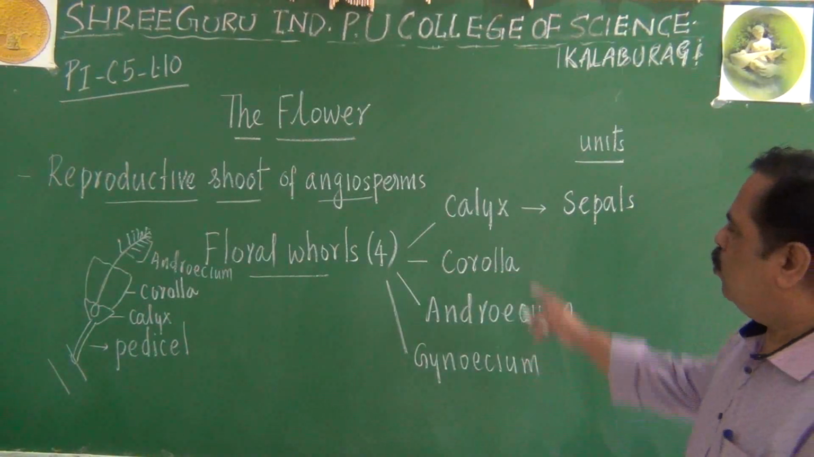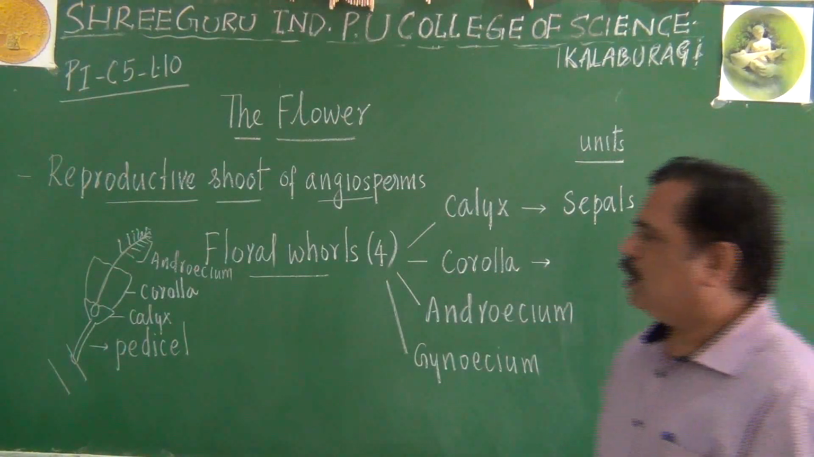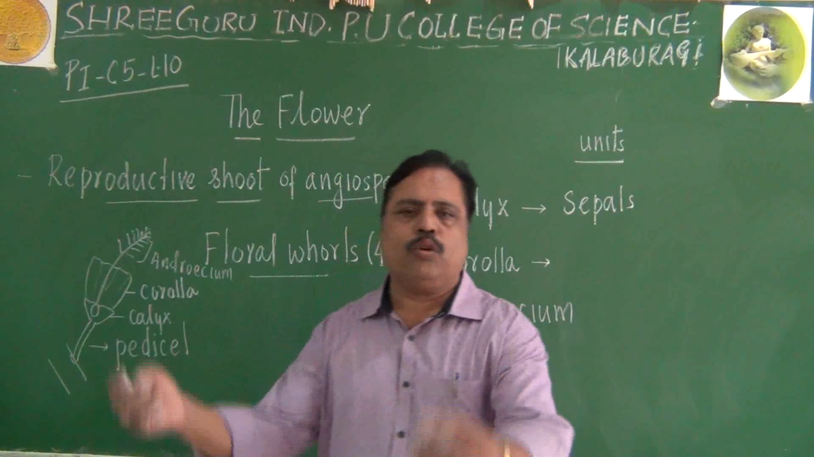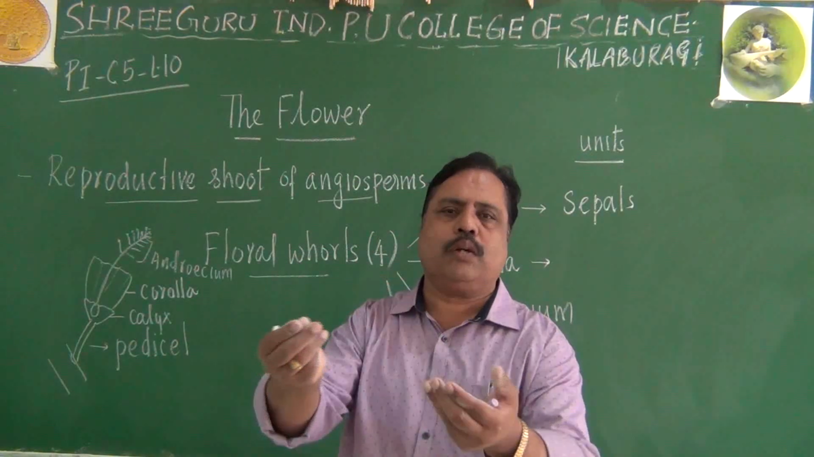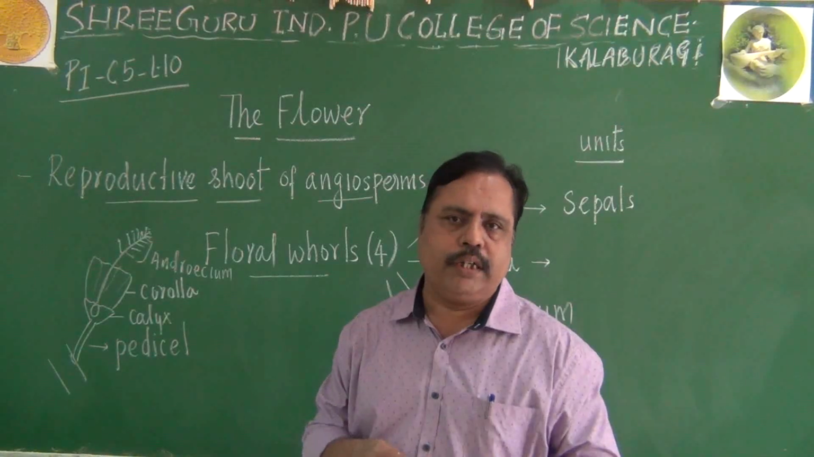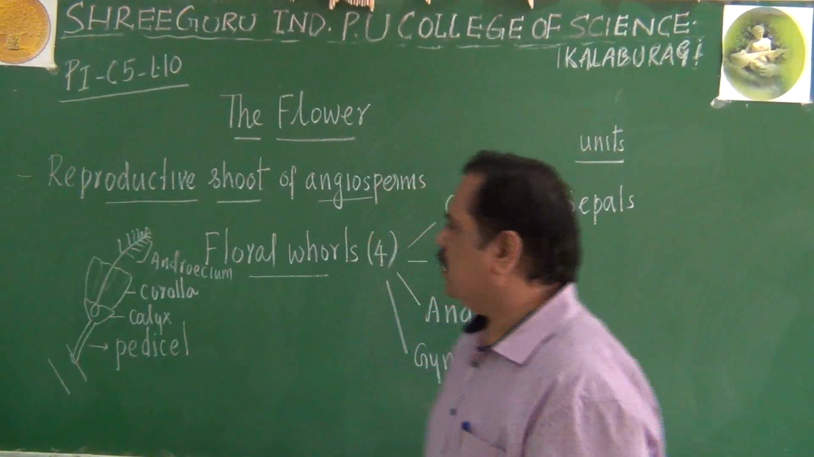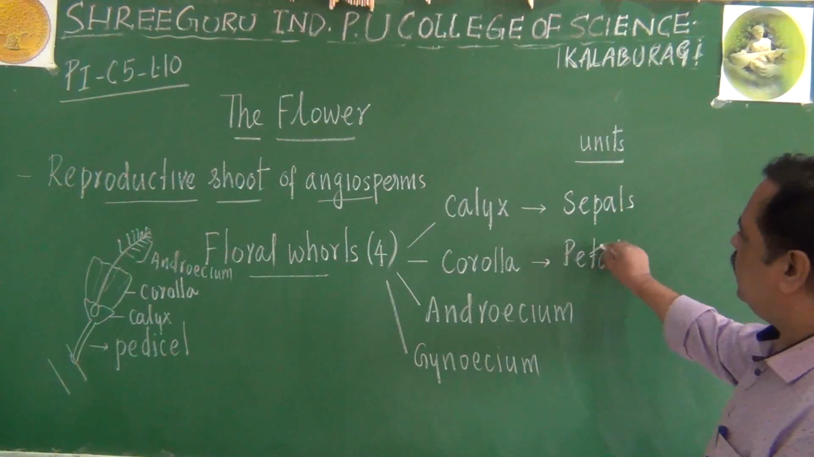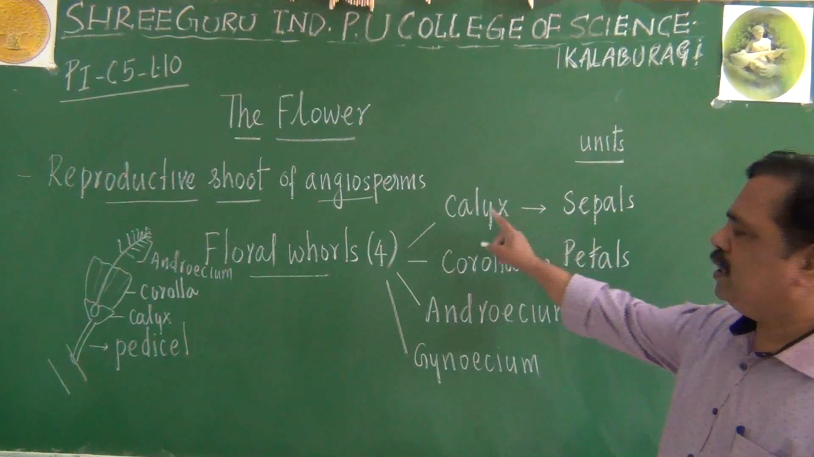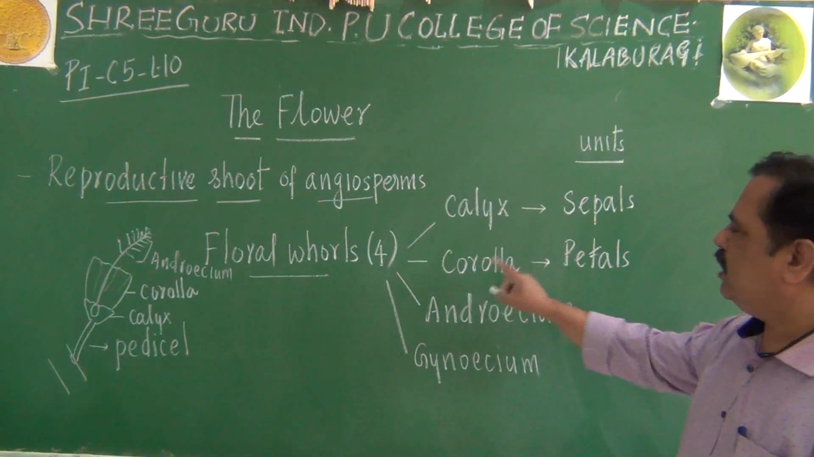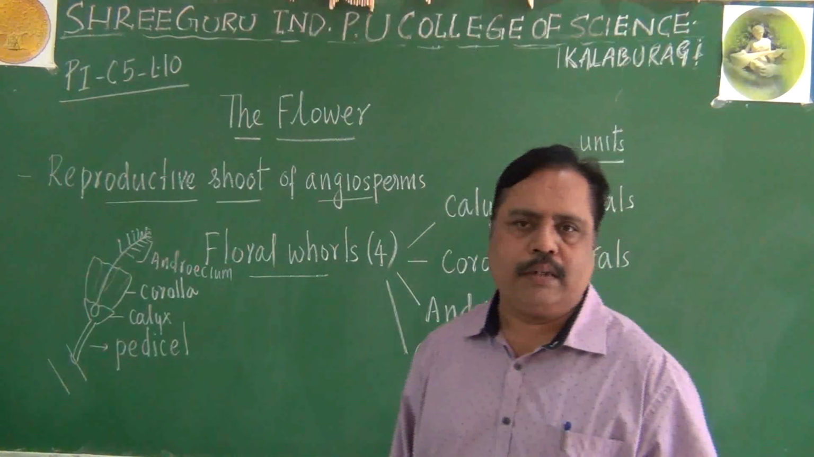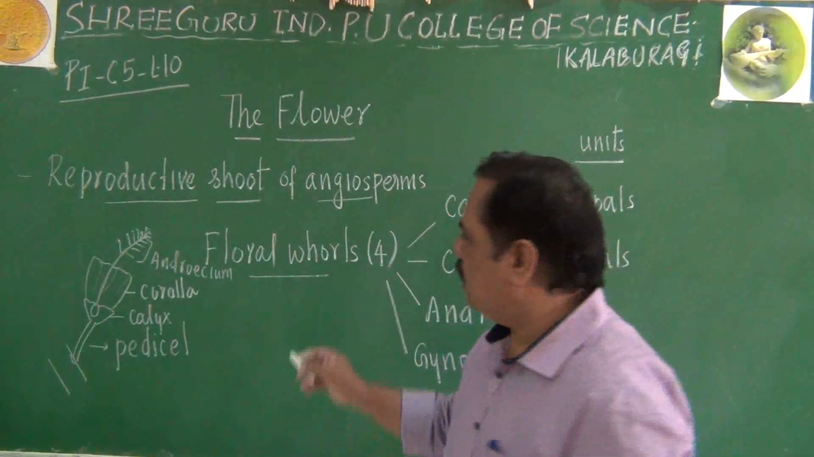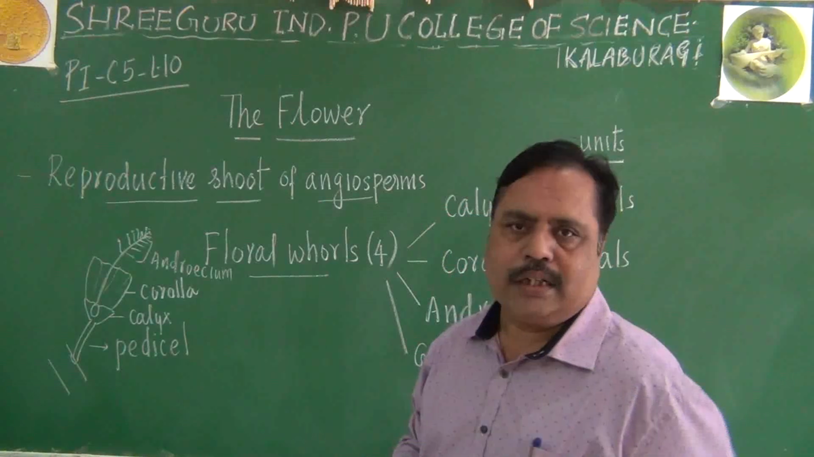S-E-P-A-L-S. What is the corolla made up of? The corolla has its own independent unit. You may have observed that in a rose flower, we can remove the corolla units. Sometimes we even eat them. Those units of the corolla are known as petals. Sepals are the unit of the calyx. Petals are the unit of the corolla. Remember this point. There may be many petals arranged into a circle. That circle is called a whorl.